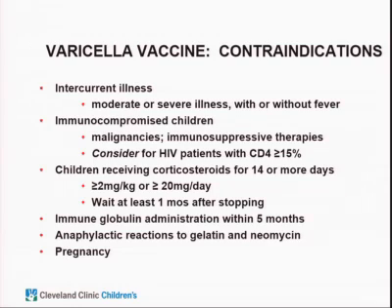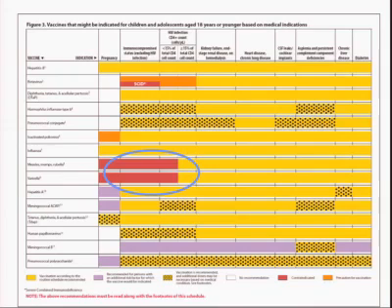And again, children receiving corticosteroids for 14 or more days. Again, 2 per kilo or 20 milligrams a day, that's the general rule. And you want to wait at least 1 month after stopping the prednisone before giving the live virus vaccines. Immune globulin administration within 5 months, you want to wait. And anaphylactic reactions, again, to gelatin, neomycin, and pregnancy, all are contraindications.